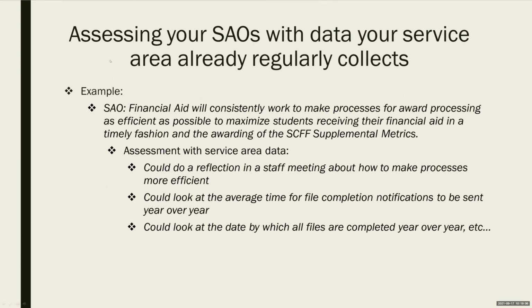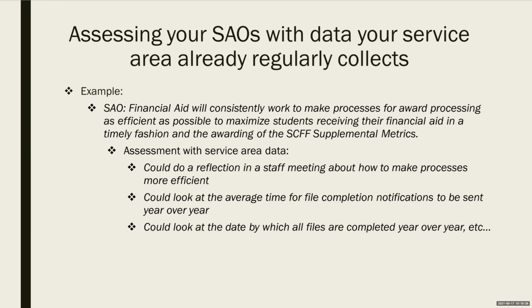Let's take an example of an SAO that could belong to a financial aid office. Financial aid will consistently work to make processes for award processing as efficient as possible to maximize students receiving their financial aid in a timely fashion and the awarding of the SCIF supplemental metrics. So lots of different ways to assess this.